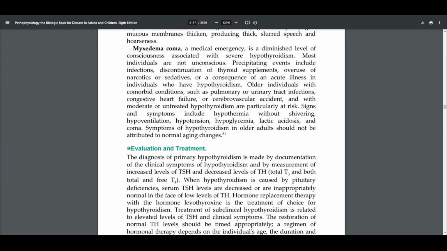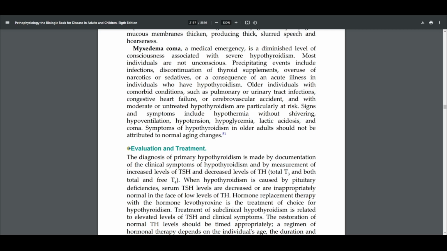Myxedema coma, a medical emergency, is diminished levels of consciousness associated with severe hypothyroidism. Most individuals are not unconscious. Precipitating events include infection, discontinuation of thyroid supplements, overuse of narcotics or sedatives, or a consequence of an acute illness in individuals who have hypothyroidism. Older individuals with comorbid conditions, such as pulmonary or urinary tract infection, congestive heart failure, or a cerebrovascular accident, and with moderate or untreated hypothyroidism are particularly at risk.